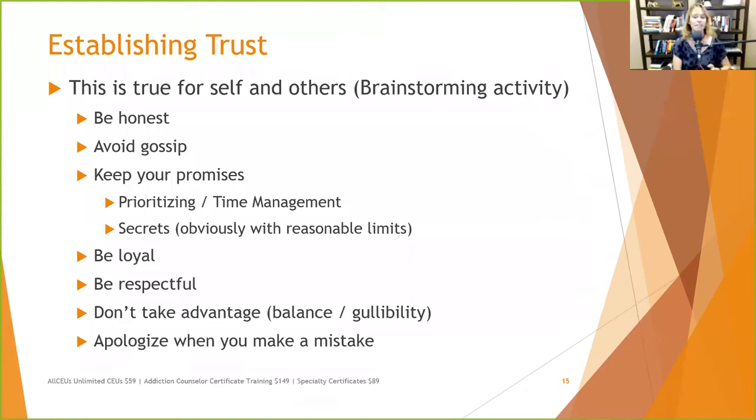Don't take advantage. A lot of our clients tend to get in relationships where they're constantly giving and they're getting nothing back. So it's an imbalanced relationship. And I talk to them about the teeter-totter.